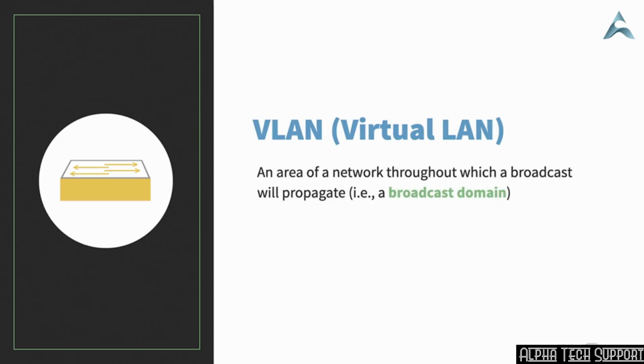In this video, we want to define a term, and that term is VLAN or virtual LAN. And you could think of a VLAN as being analogous to a broadcast domain. That's an area of the network throughout which a broadcast is going to be propagated. Or we could think of that as a subnet, which is also another way to say a broadcast domain. But normally when we use the term VLAN, it's in reference to an Ethernet switch.